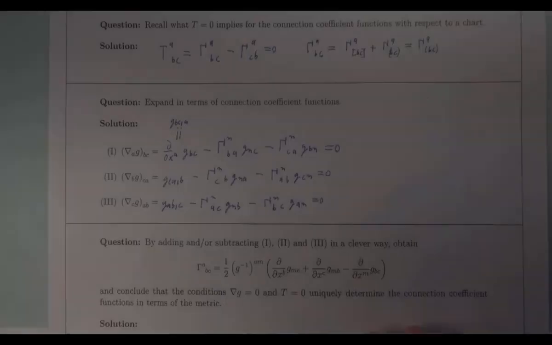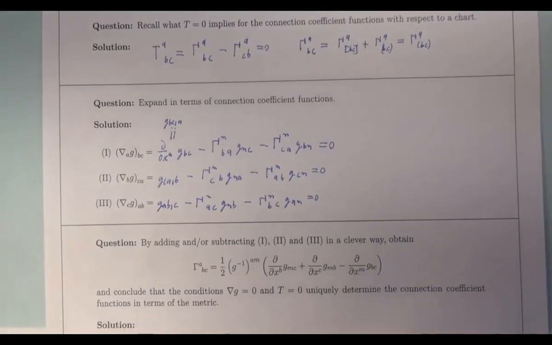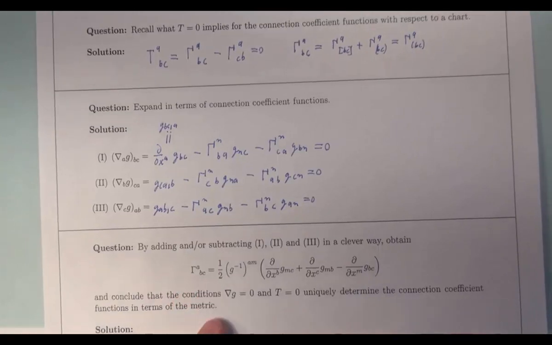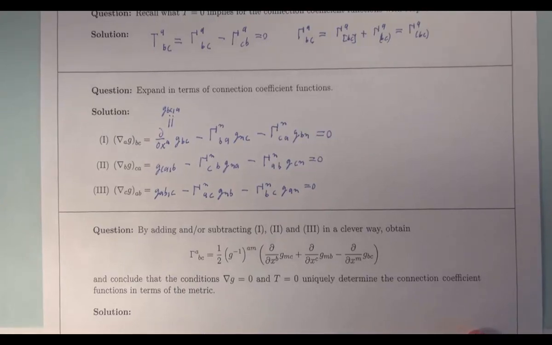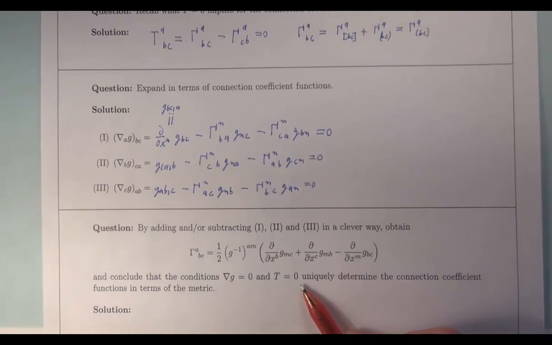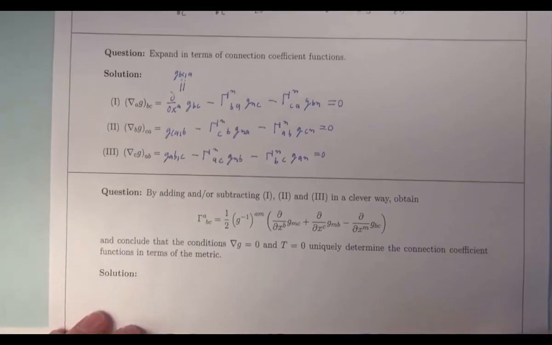That's it. Question 3. By adding and or subtracting 1, 2 and 3 in a clever way, we obtain gamma^A_BC equals 1/2 of G inverse AM times ∂/∂x^B G_MC plus ∂/∂x^C G_MB minus ∂/∂x^M G_BC. And conclude that the conditions nabla of G equals 0 and T equals 0 uniquely determine the connection coefficient functions in terms of the metric.